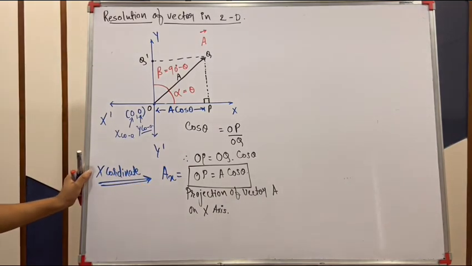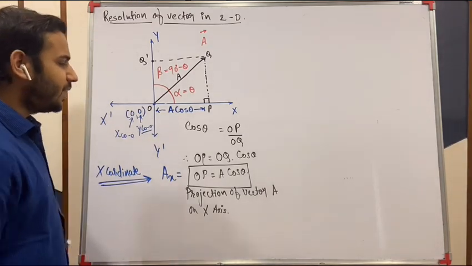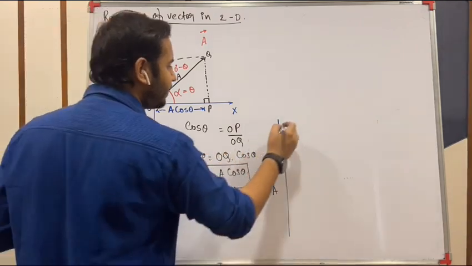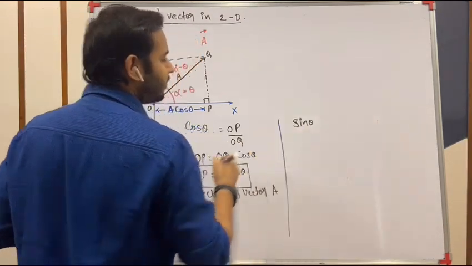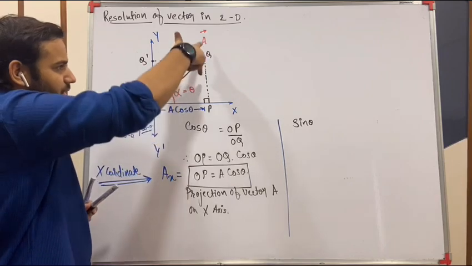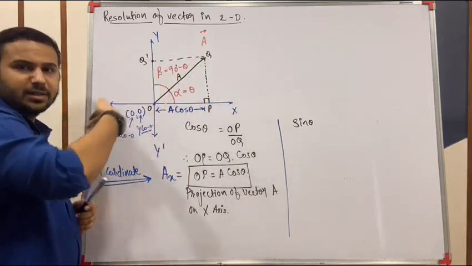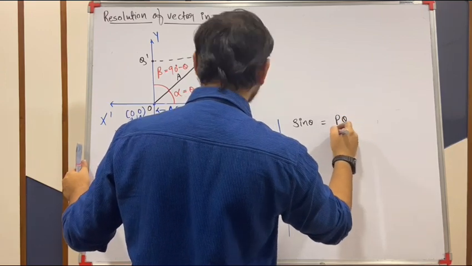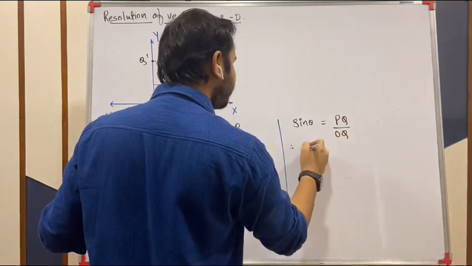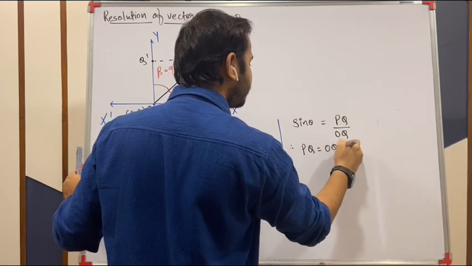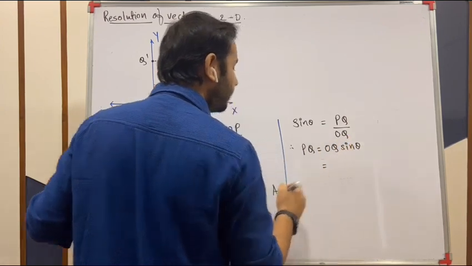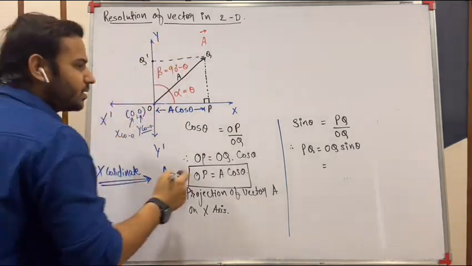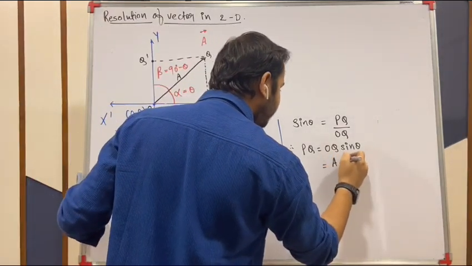Okay, AX is the x coordinate of the vector. In the same way, let me repeat this for sin theta. What is sin theta? Opposite upon hypotenuse. Sin theta is PQ upon OQ. Therefore PQ is equal to OQ sin theta, where the length of OQ is named A, the magnitude of the vector. So PQ is A sin theta.